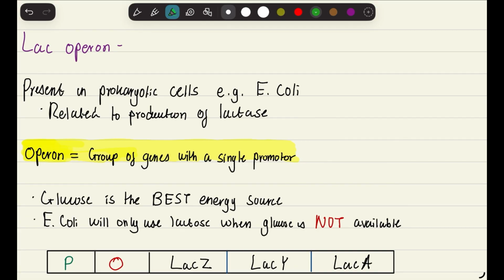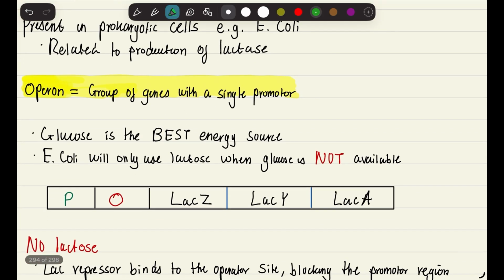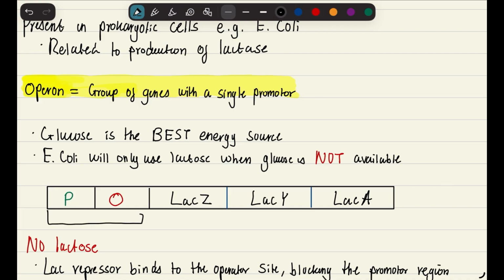Cool. So like I said, glucose is the best energy source, but it will use lactose if we've got lactose and no glucose. And I've just drawn the Lac Operon here. So let's just talk about definitions. Your P, promoter, your O, operator. So again, we're going to say this is a non-coding region. And then up here, this is your coding region.